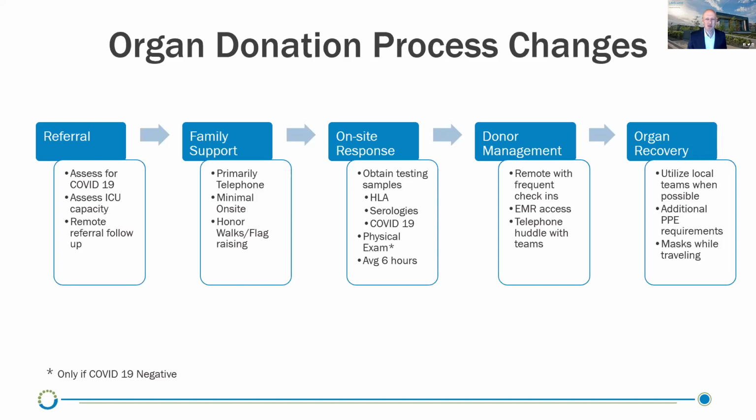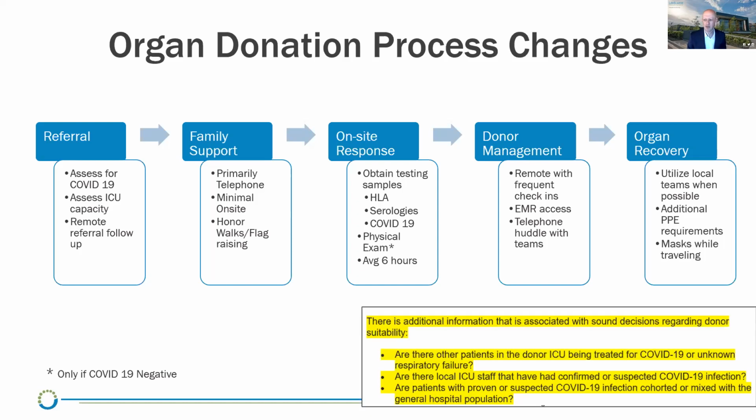Throughout all of our organ donation process changes, we all lived through every day, it seemed that the CDC would change guidance, or another body would put out a new guidance document. A good example, somewhere in the middle of last year, is that there were additional things being added. Even though our donor tested negative for COVID, we wanted to make sure that we asked, and there was guidance around, are there other patients in the ICU who are currently being treated? Because that could put our donor at risk. Are there ICU staff that have been confirmed or suspected to have COVID-19 infections? Again, concerns for the recipients. And are there other patients mixed within that unit?